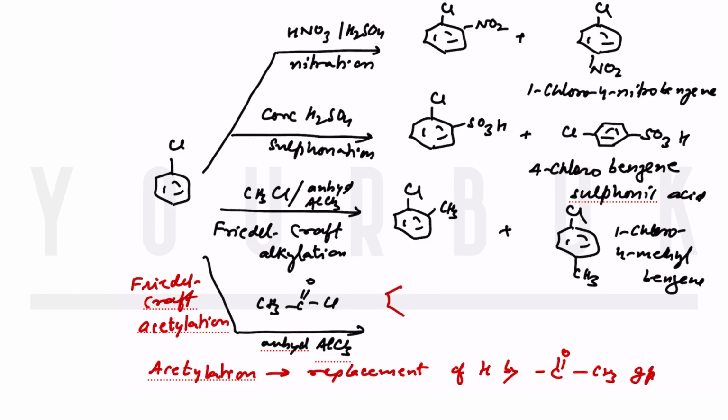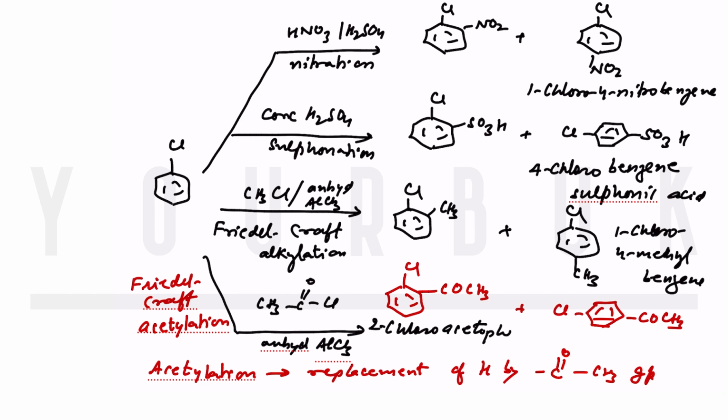So these are the two isomers formed. This is one, and this is the para isomer. And the ortho isomer is named 2-chloroacetophenone. This is a ketone functional group, and this compound is called acetophenone. So these are some examples of electrophilic substitution reactions of chlorobenzene. Now the third category of reaction is the reaction with metals.